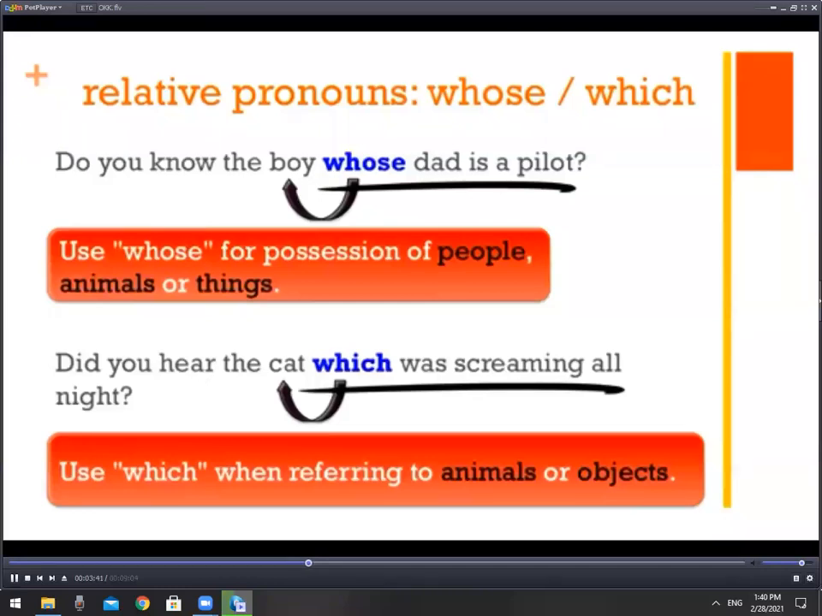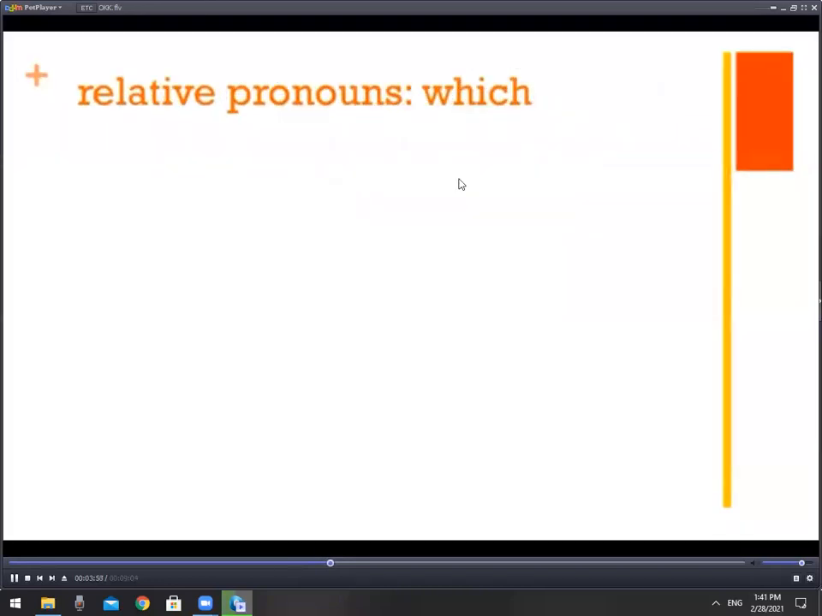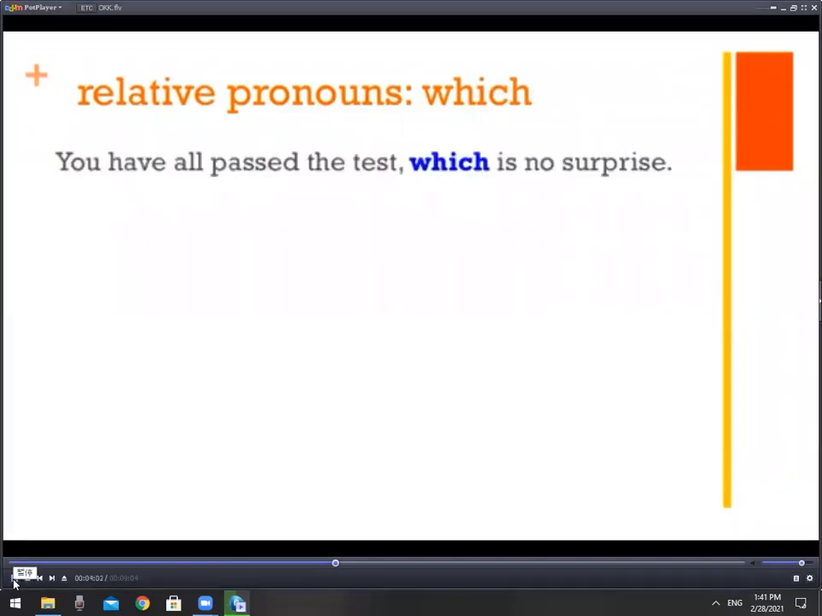The information is the cat was screaming all night. That's an animal, so we don't use who, we use which. Did you hear the cat which was screaming all night? Use which when referring to animals or objects. And let's continue. Another one you have to be careful with. Do not forget that which equals that too.